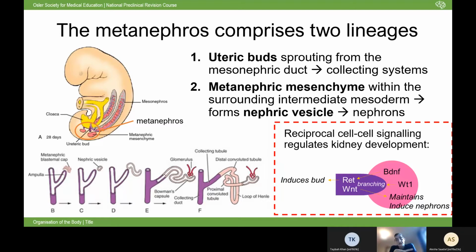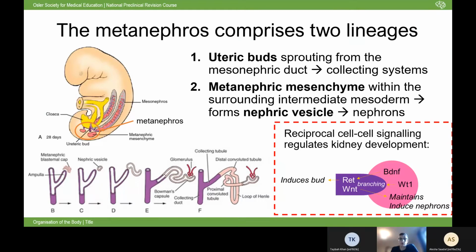And it's a really interesting case study for development, actually, because you get reciprocal cell-cell signaling between the ureteric bud on one side and that metanephric mesenchyme on the other side, such that each is required for the other half, if you like, to develop properly and form a functioning kidney.